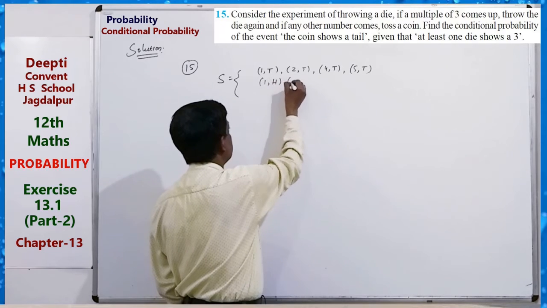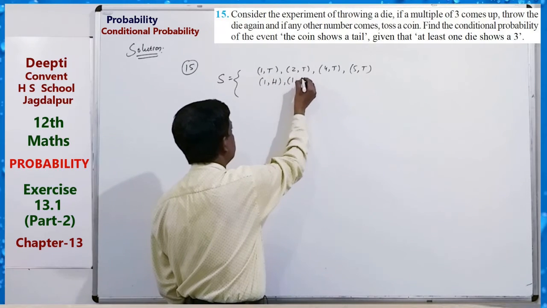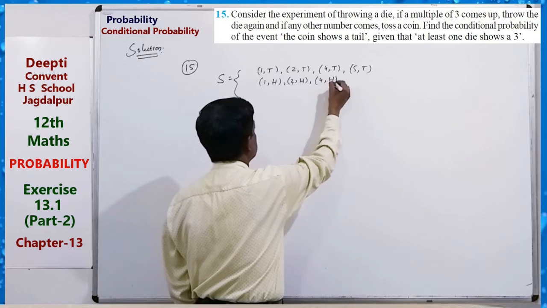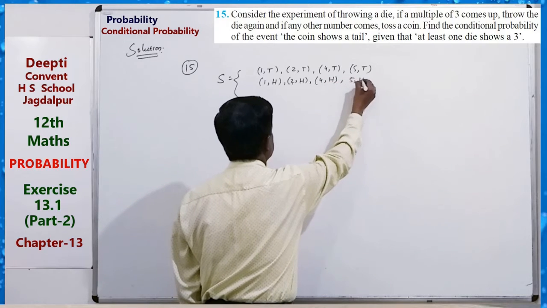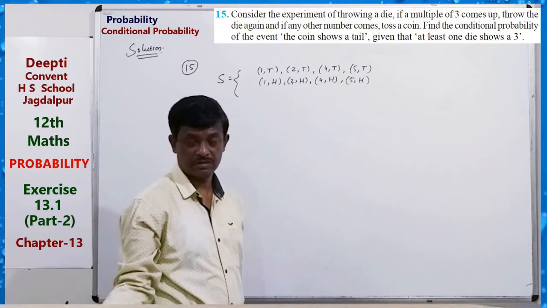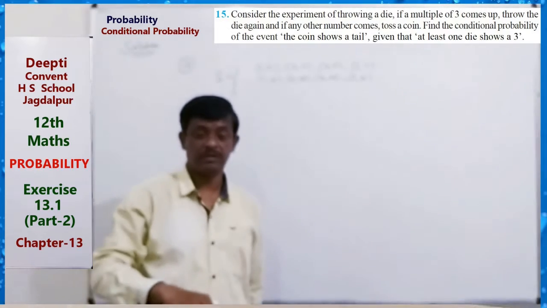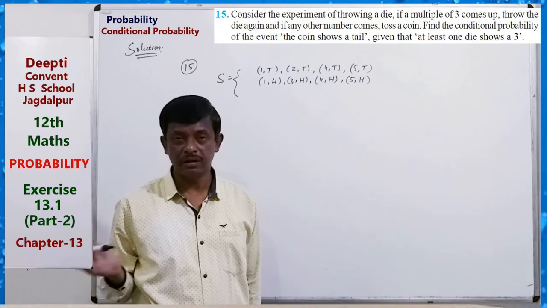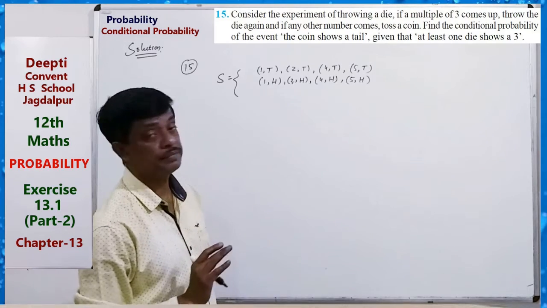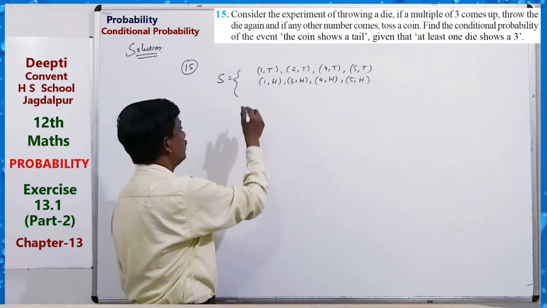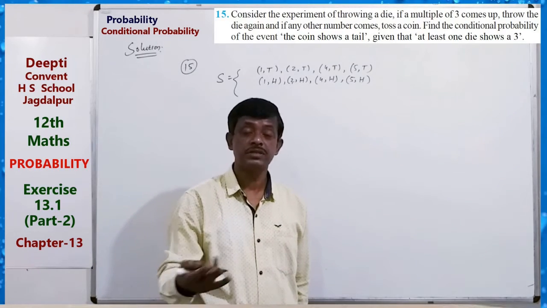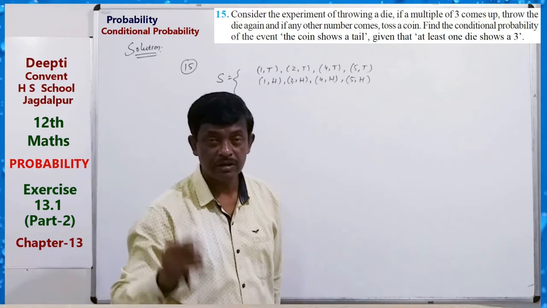1H, 2H, 4H and 5H become accepted numbers, and then the coin will toss, may be head, may be tail. So this, and if 3 or 6 comes, then throw a die.